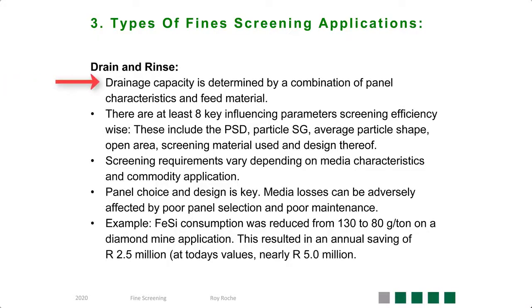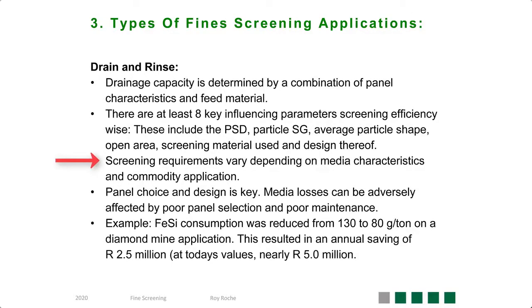Drainage capacity is determined by a combination of panel characteristics, the design thereof, and feed material. There are at least 8 key influencing parameters screening efficiency-wise, which include the particle size distribution, the particle density, the average particle shape, the open area, the screening material used in the design, and of course the overall design of the panel in terms of its dam widths and perforated thicknesses. Screening requirements vary depending on media characteristics and commodity application. For example, coal will be totally different to what you do in manganese or in diamondiferous applications.